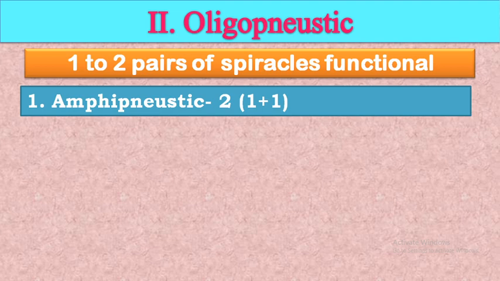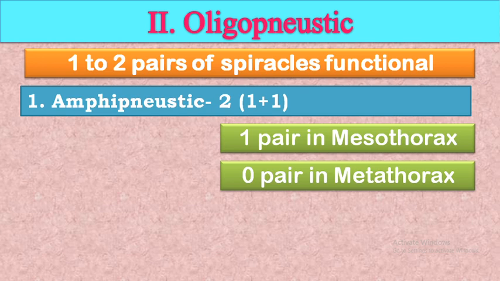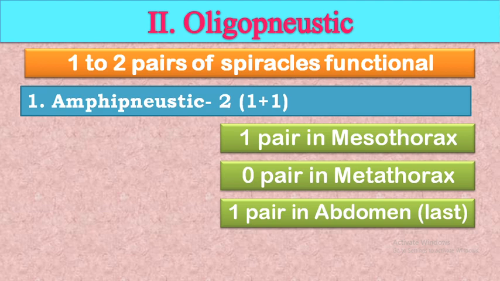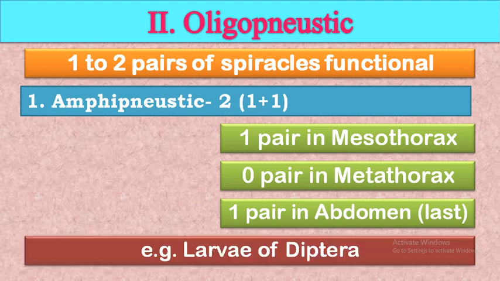The mesothoracic pair is functional, the metathoracic is non-functional, and the last abdominal pair is functional. In amphineustic, two pairs are functional: the first is the mesothoracic and the last abdominal. You can simply say that it is 101, amphineustic. In the larvae of dipterans, you can see this condition of amphineustic respiration or spiracular distribution.